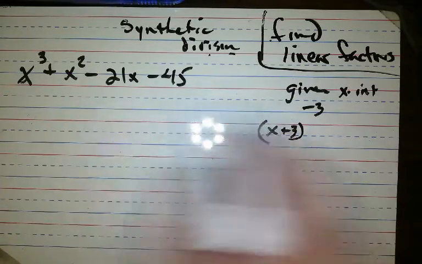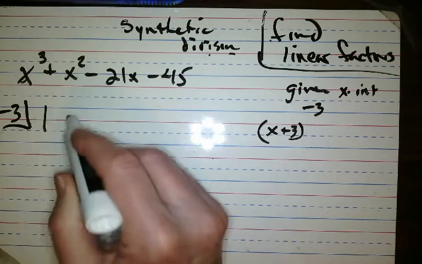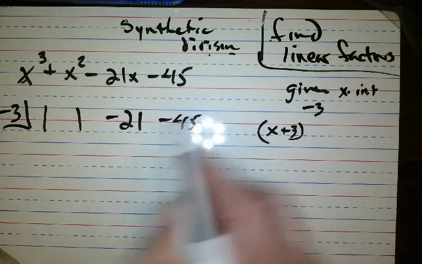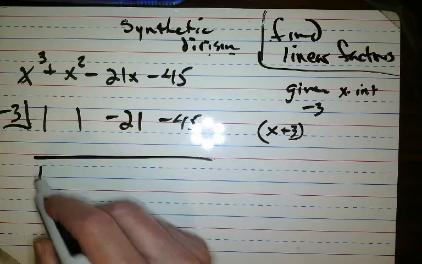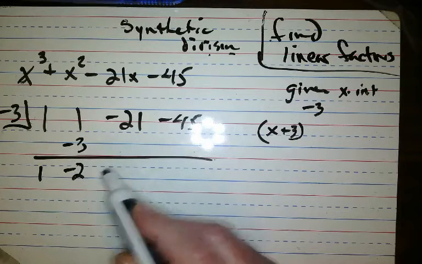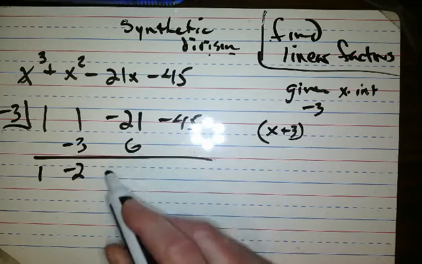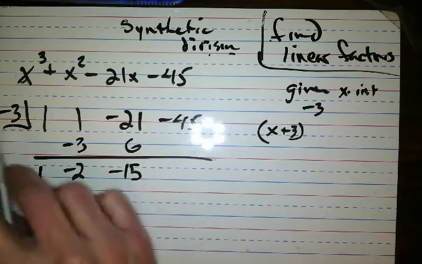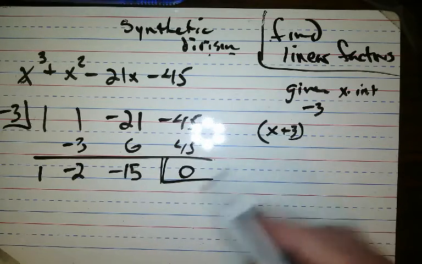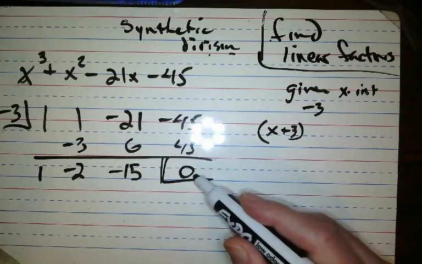So let's see if we can find the rest of the factors. So I have -3. Then I have 1, 1, -21, and -45. Coolness. 1 drops down, I get -3. Add those together, I get -2. Multiply, negative times negative is positive. Lo and behold, I have -15. Negative times negative is positive. And we know it has to be 0 because this is an x-intercept. They told us it was an x-intercept. It has to be 0 because the remainder is 0.